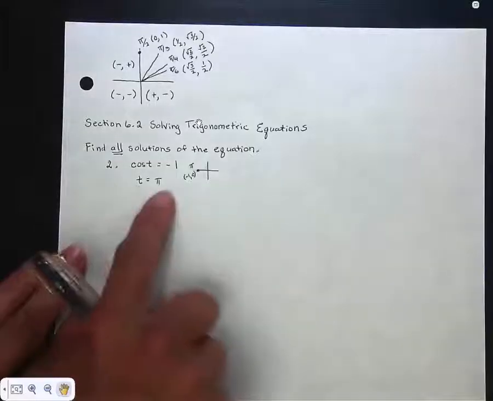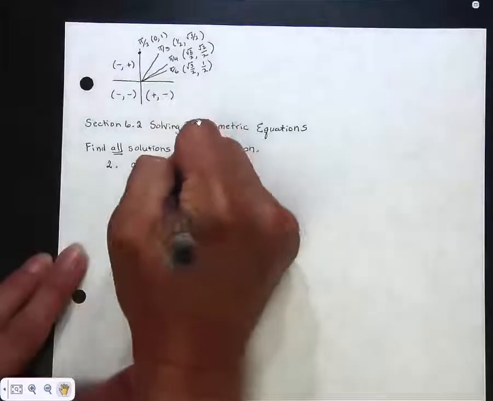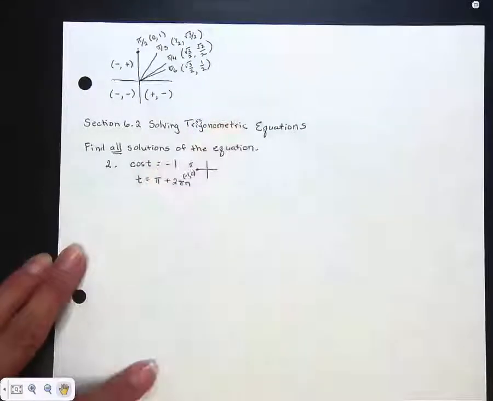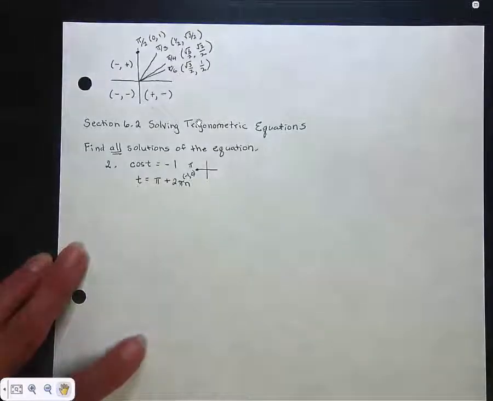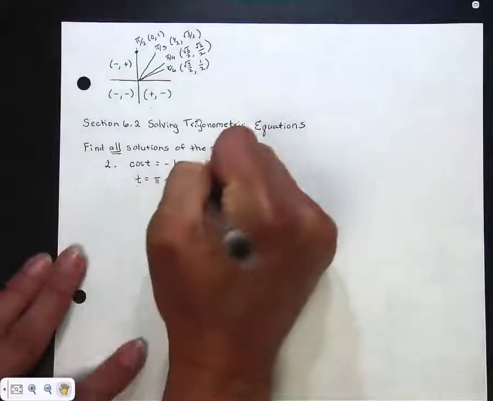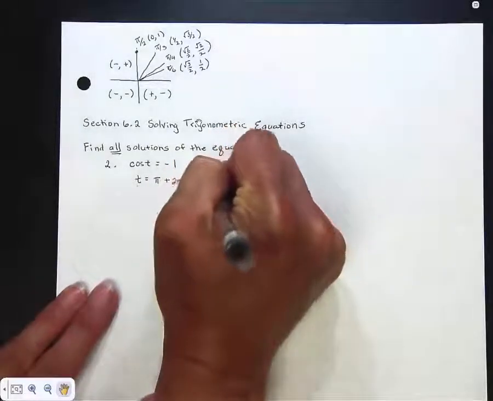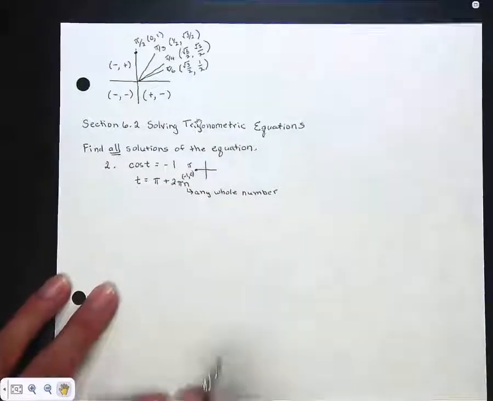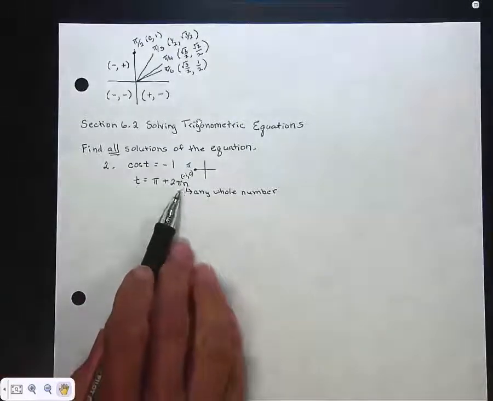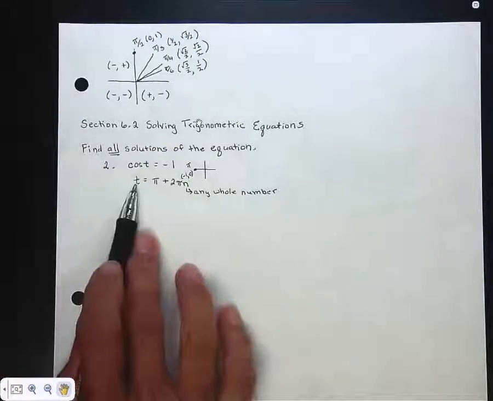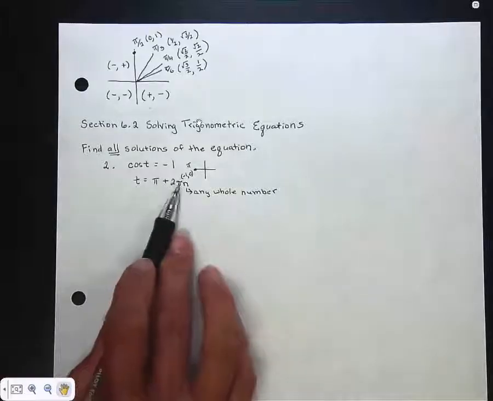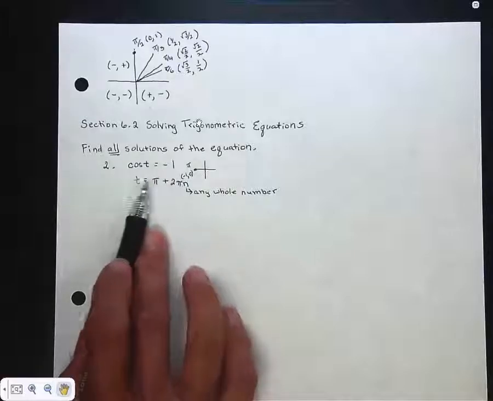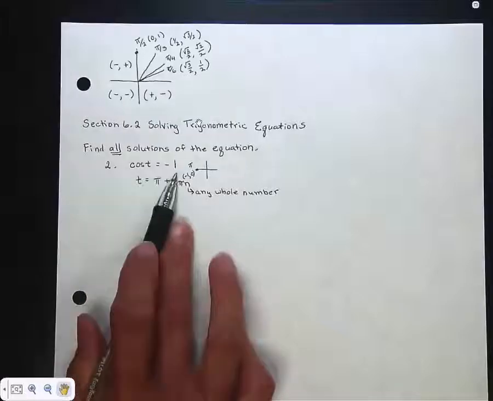So I can write all solutions as pi plus all of its coterminal angles, and all of its coterminal angles are 2 pi n, where n stands for any whole number. I can still check my answer by saying if n is 0, then t would just be pi. 2 times pi times 0 is 0. 0 plus pi is just pi. And we've already checked that when t is pi, this equation is true.